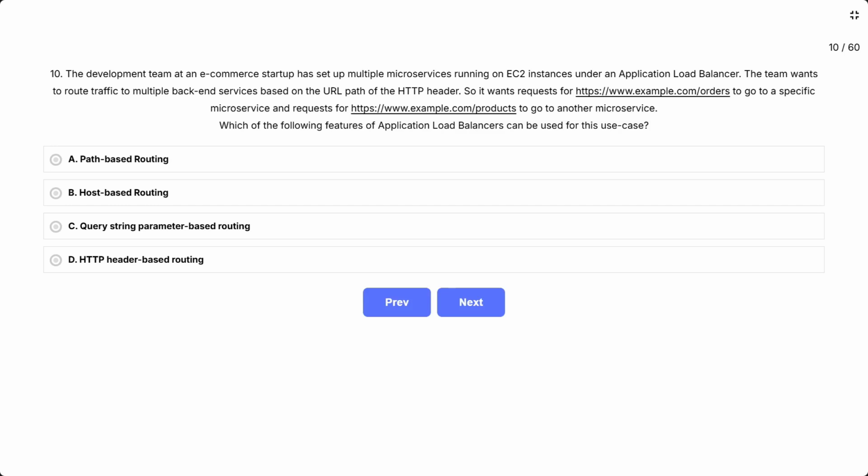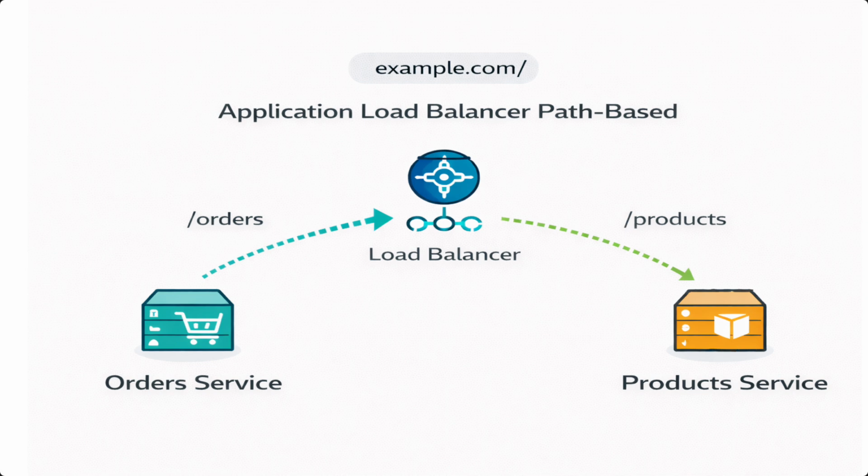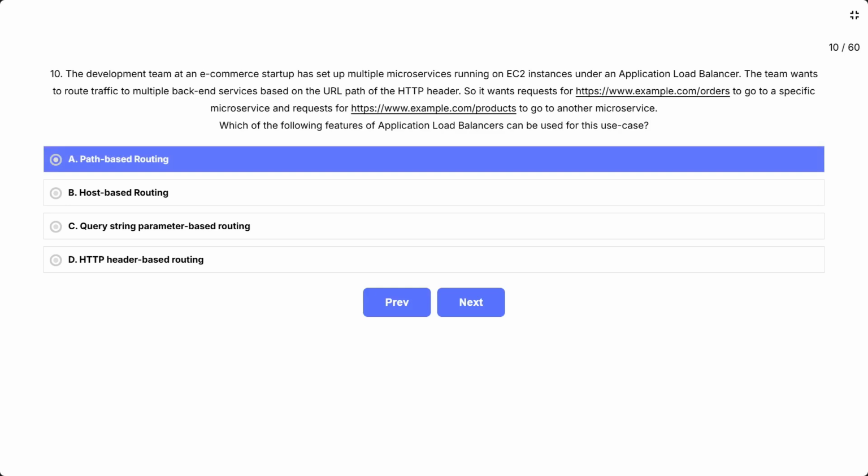The options are A, path-based routing, B, host-based routing, C, query string parameter-based routing, D, HTTP header-based routing. This question asks which ALB routing feature directs traffic to different backend services based on the URL path, like /orders or /products. Think of it as, how can one load balancer send requests to different microservices based on what comes after the domain name in the URL? Correct answer, A, path-based routing.